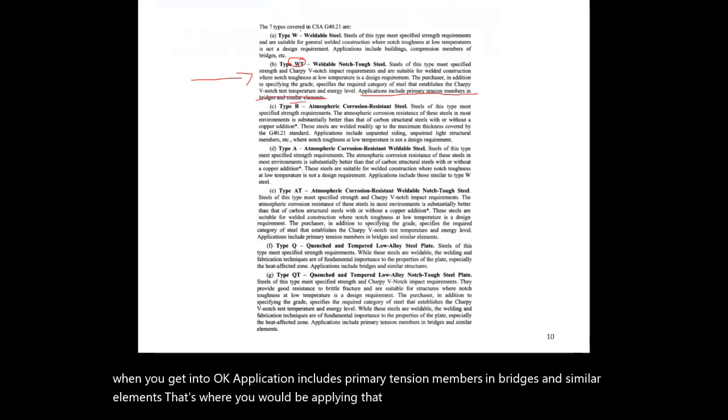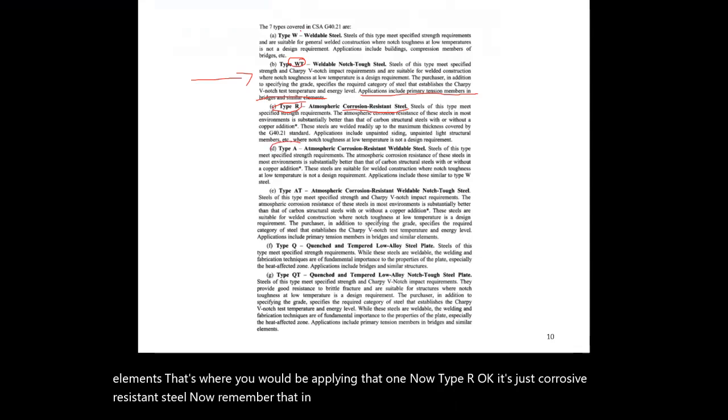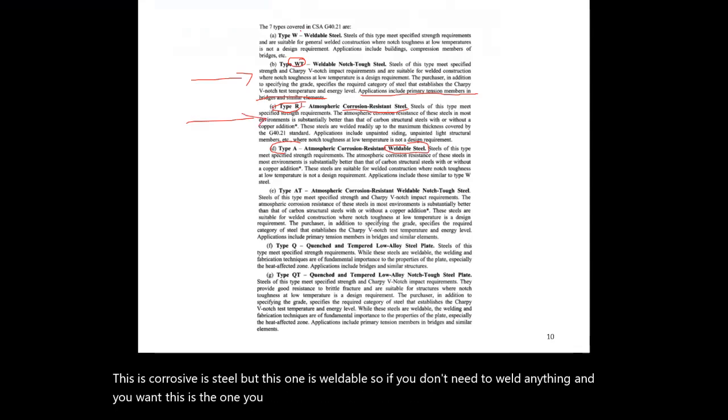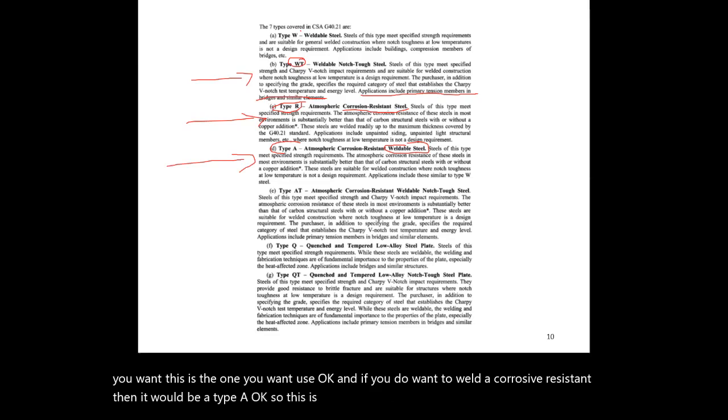Now, type R, okay, is just corrosive resistant steel. Now remember, the difference between R and A: this is corrosive resistant steel, but type A is weldable. So if you don't need to weld anything, this is the one you want to use, okay? And if you do want to weld a corrosive resistant steel, then it would be a type A, okay? So this is for, and I'm trying to remember.